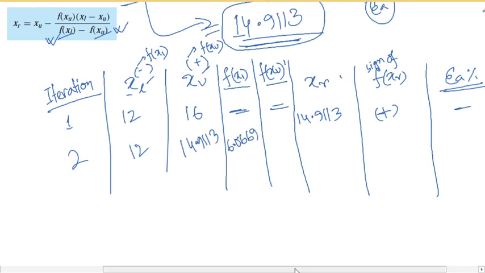and the FXU we will need to calculate now for this particular case. So FXU will be minus 0.2543. Okay, obviously these two will be of opposite signs.